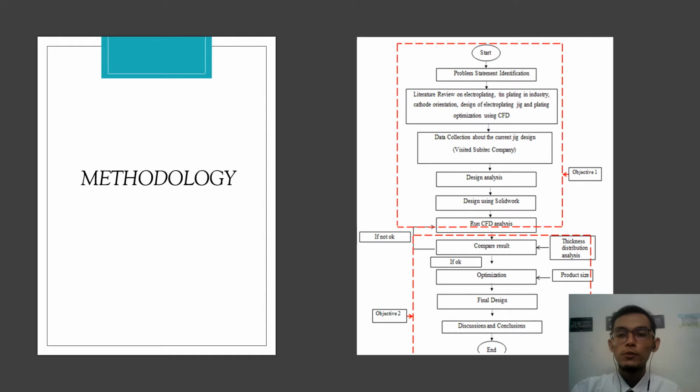For the methodology of this project, we start from problem statement identification, and then we go to a literature review on electroplating, thin plating in industry, cathode orientation, design of electroplating jig, and plating optimization using CFD. And then we collect data about the current jig design by visiting Subitek company, and then we do the analysis of the jig design. And then we redesign using Solidworks, and then we run CFD analysis. After we have run CFD analysis, we compare the result. If the result is okay, we are going to optimize by using the jig design that is okay.